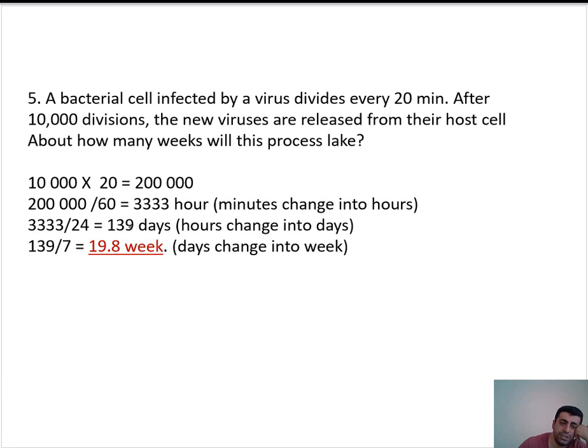Now days change into weeks. Every 7 days is 1 week. 139 days divided by 7 is going to be 19.8 weeks. That means days changed into weeks. Our answer is 19.8 weeks.